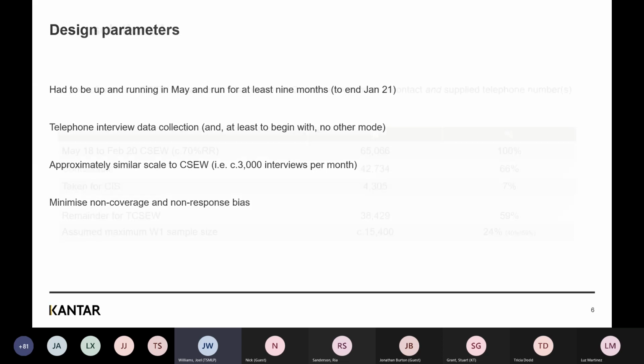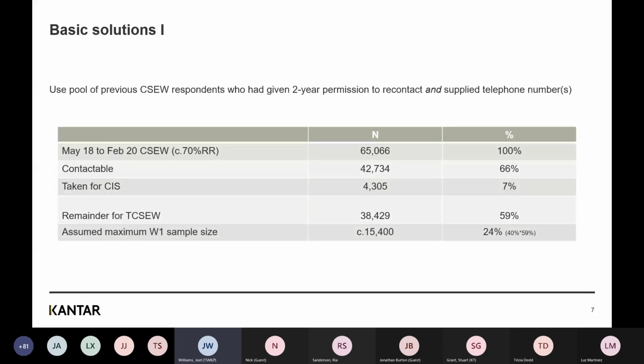Next slide. So as Stuart has already said, our main solution was to use a pool of previous face-to-face crime survey respondents who'd given permission for us to recontact them on the same topic and supplied telephone numbers to us. And there was a 2-year time limit to that permission to recontact, which meant that the earliest people we could recontact were people that had been interviewed originally in May 2018. And we put a hard stop basically at February 2020.